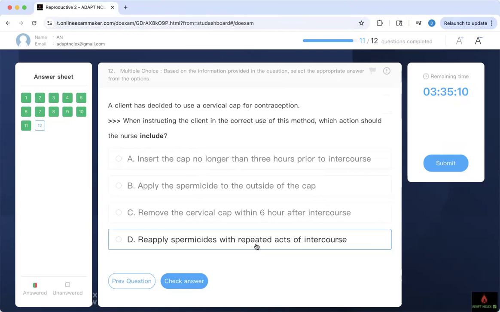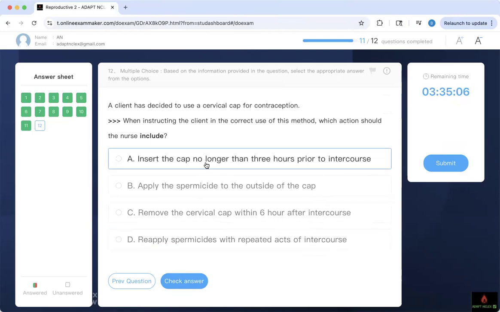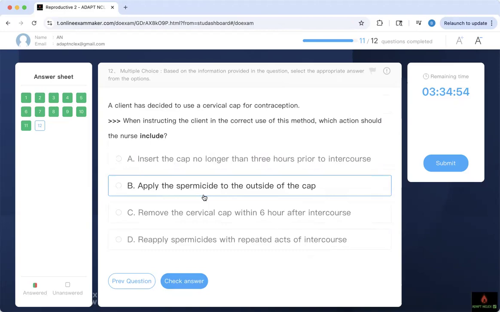I can tell you, cervical cap, the misconception is this: insert the cap no longer than 3 hours. There's no limit. So far as it's there before intercourse is good. So when you put the limit there, you got to put it 3 hours before. It's wrong. There's no limit. So one is wrong. Apply the spermicide to the outside. It should be applied inside because that's where the sperm will go through, and then the spermicide will kill it. So you need to put the cream, the spermicide, inside the cap, not outside.